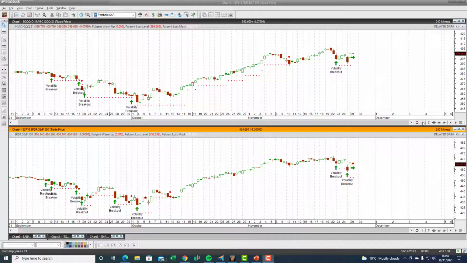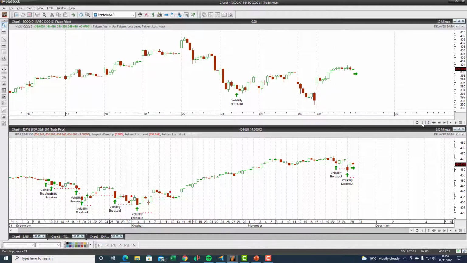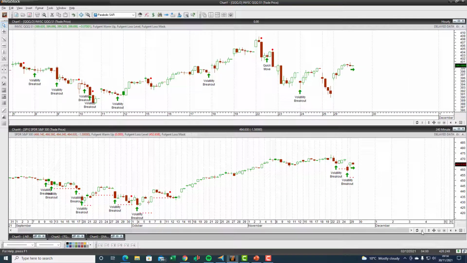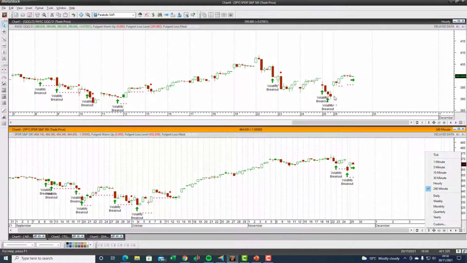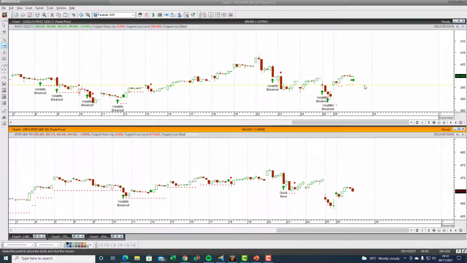If we now turn to the hourly chart, the AI has not been trained for hourly charts. We're just using the end of day signals to see what the AI is going to throw off in terms of hourly. Let me just load that one as well. You can see we've got a nice volatility breakout there with a trailing stop at 395. So 395 is the trailing stop in the QQQ on an hourly basis.